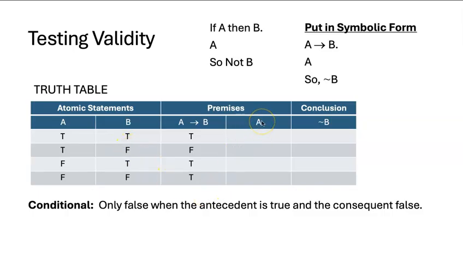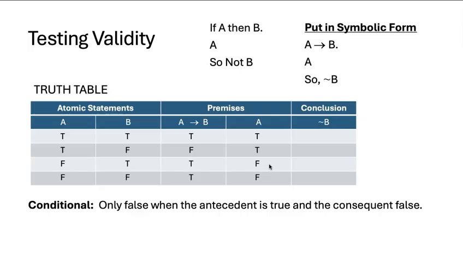Next, we have A. Nothing to do there. We just need to put the truth values for A. So whatever we had as the truth values for A, we just duplicate them. So we have true, true, false, false. That's it, we just put back what the truth values are for A.